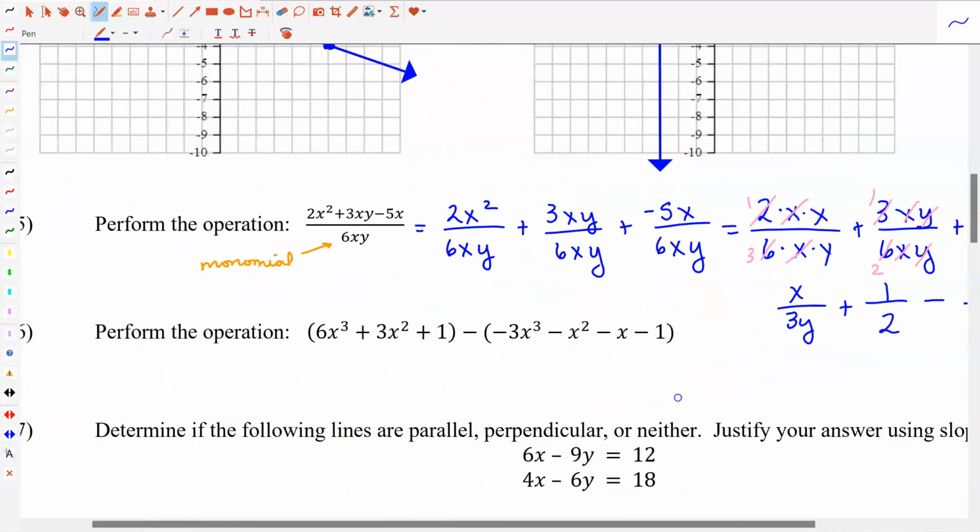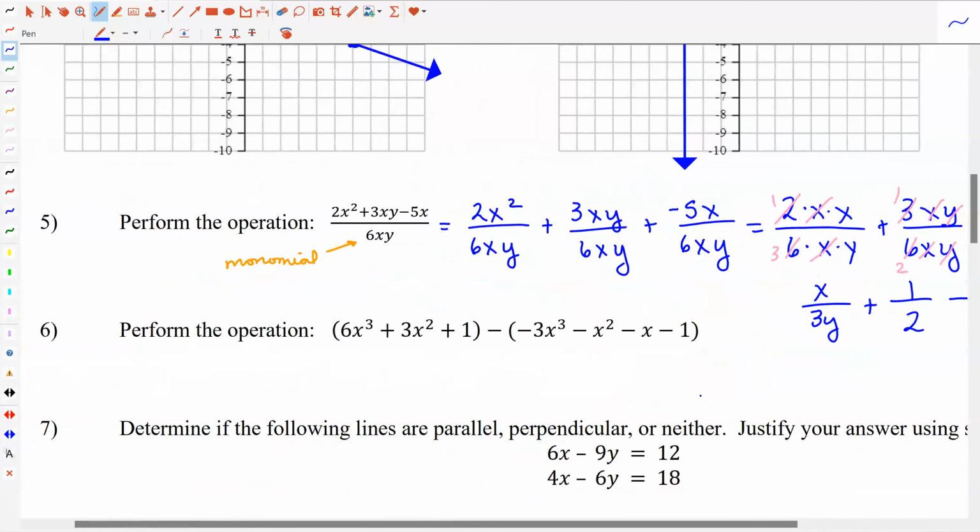All right, on the next example, we are asked to perform this operation. So it's parentheses 6x cubed plus 3x squared plus 1, close the parentheses, minus parentheses negative 3x cubed minus x squared minus x minus 1. So I'm going to be working with two polynomials, and the operation between the two polynomials is subtract.